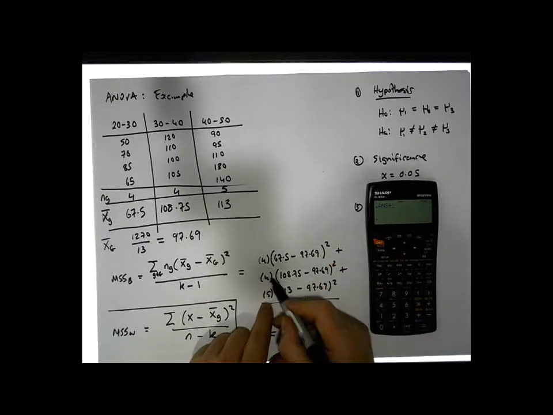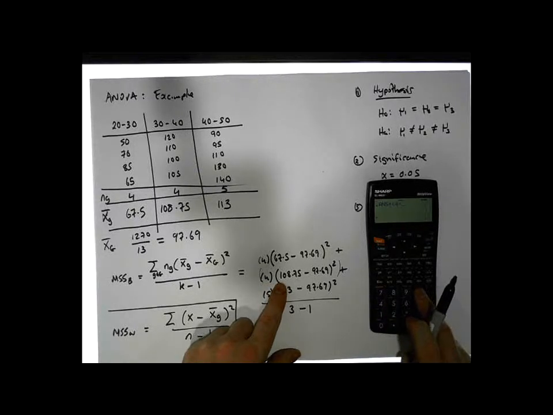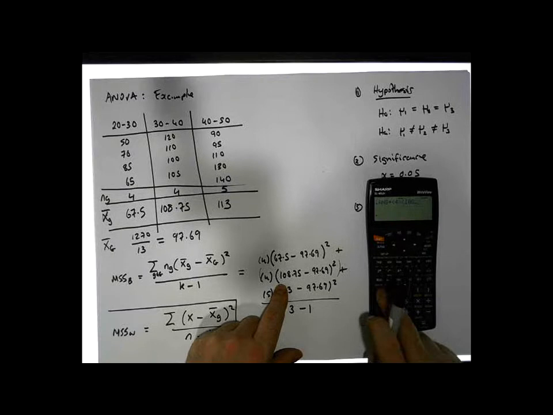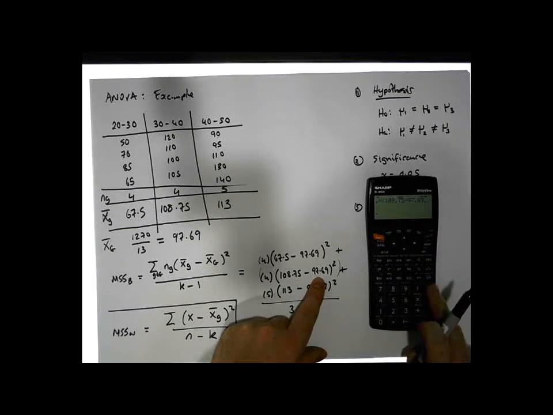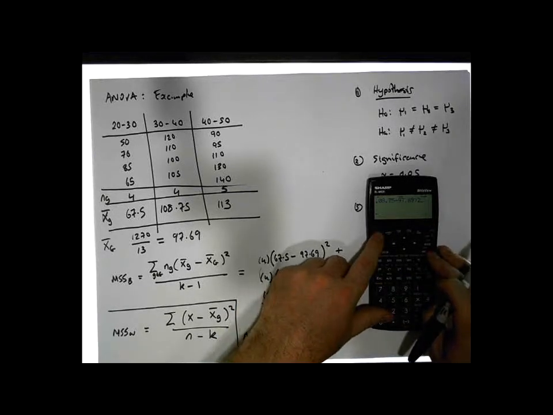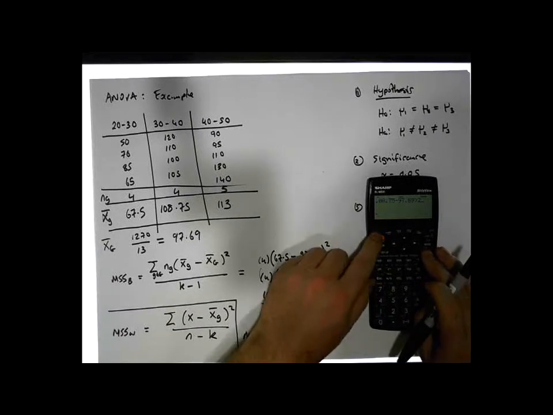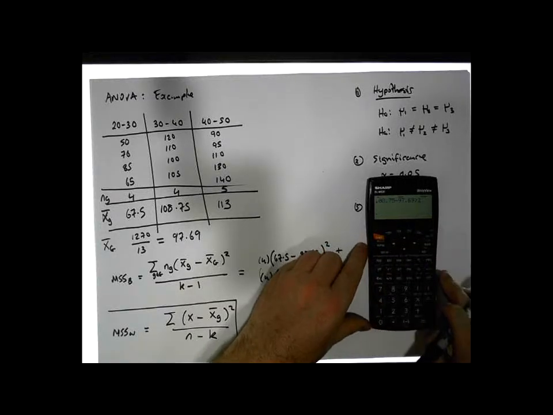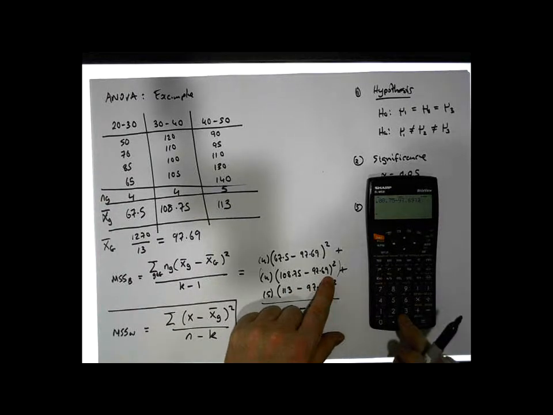I'm going to do this all in brackets. It's 4 times 108.75 minus 97.69, which needs to be squared. So I need to square that. Let's get that squared.